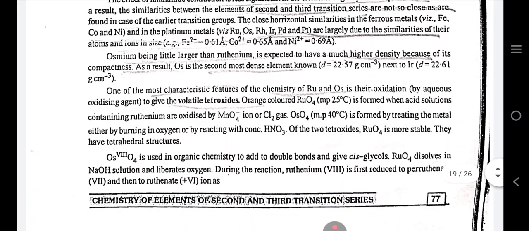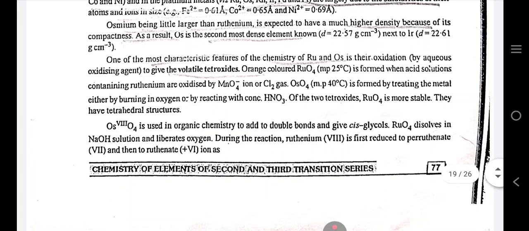The close horizontal similarities in the ferrous metals and in the platinum metals are largely due to the similarities of their atoms and ions in size. Osmium, being a little larger than ruthenium, is expected to have a much higher density because of its compactness. As a result, Os is the second most dense element.